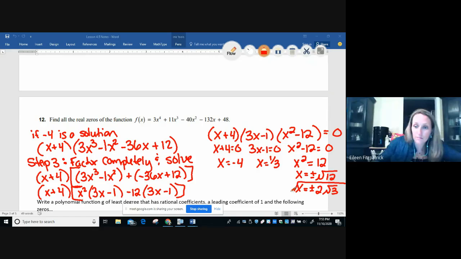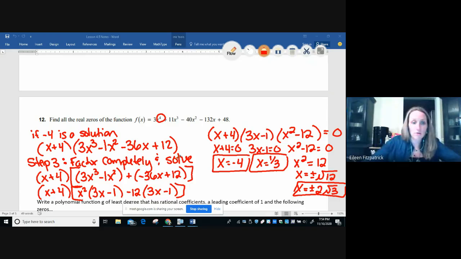I have to simplify that square root to 2 root 3. So here's two solutions. Here's one solution, and here's one solution. Total 4 solutions for my 4th degree polynomial. All right. Okay. I know that was a lot.